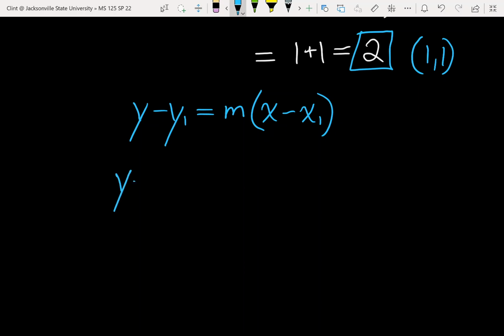What do we get here? We get y minus the y coordinate of our point, 1, equals the slope that we just figured out using that limit, 2, times x minus the x coordinate of our point, which is 1. And there is an equation of our line. Okay, WebAssign will take that in the point slope form.